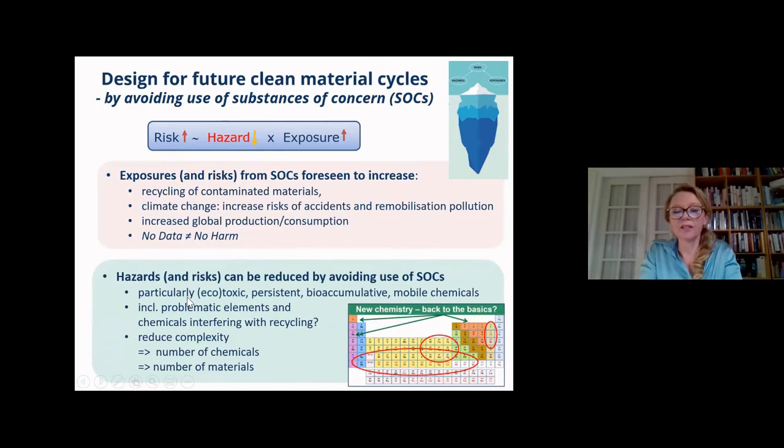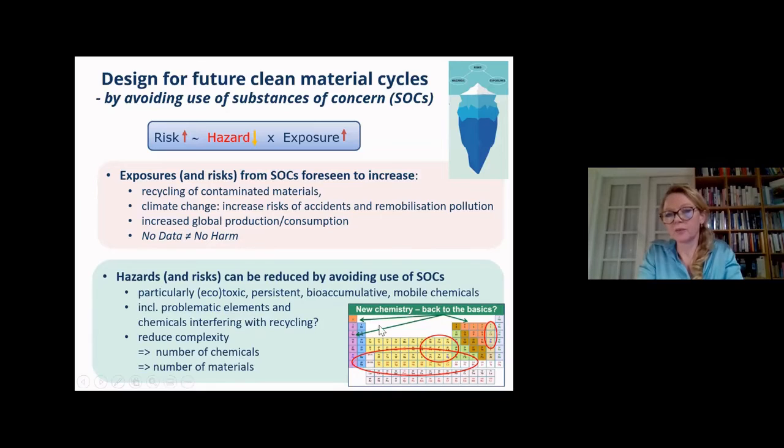And one of the ways to bring down the hazards would be to avoid using substances of concern. There have been many people talking about this, not just us, but substances of concern are typically chemicals that lead to chronic pollution or chronic effects. So toxic chemicals, very toxic chemicals, and persistent, bioaccumulative and mobile chemicals.